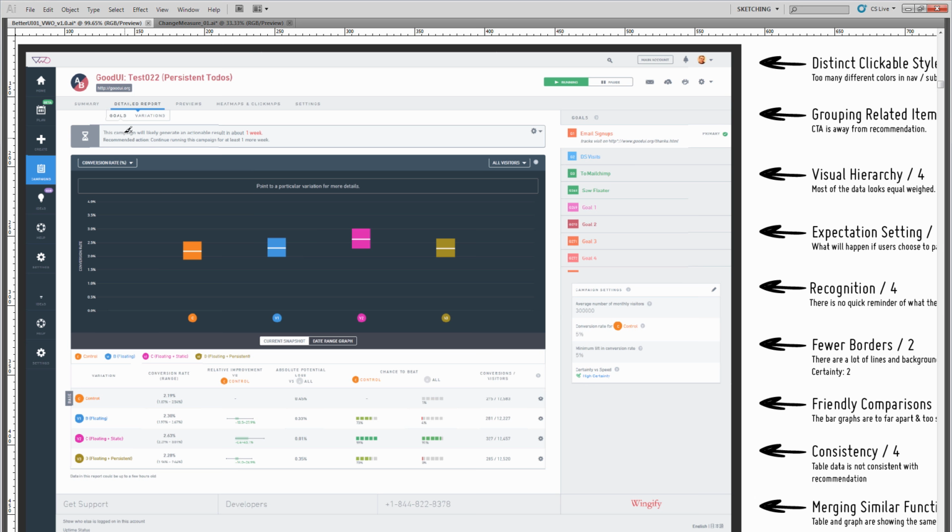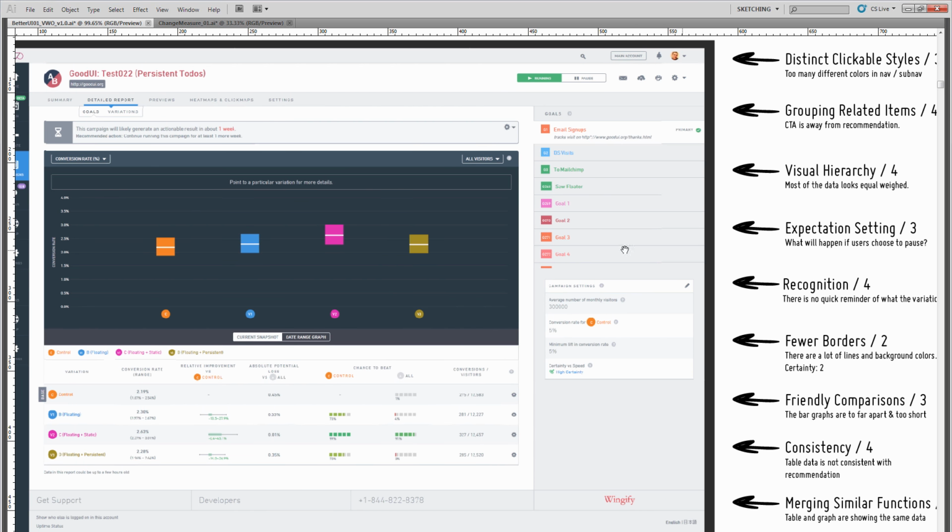So there's a couple things we could potentially highlight or emphasize. I mean, the recommendation is one thing, it could be bigger. If that's the most important thing, if we want people to read this immediately, hey, keep the test running for 1 more week, we could build it up. We could increase that size so that there's more variety in terms of font size.